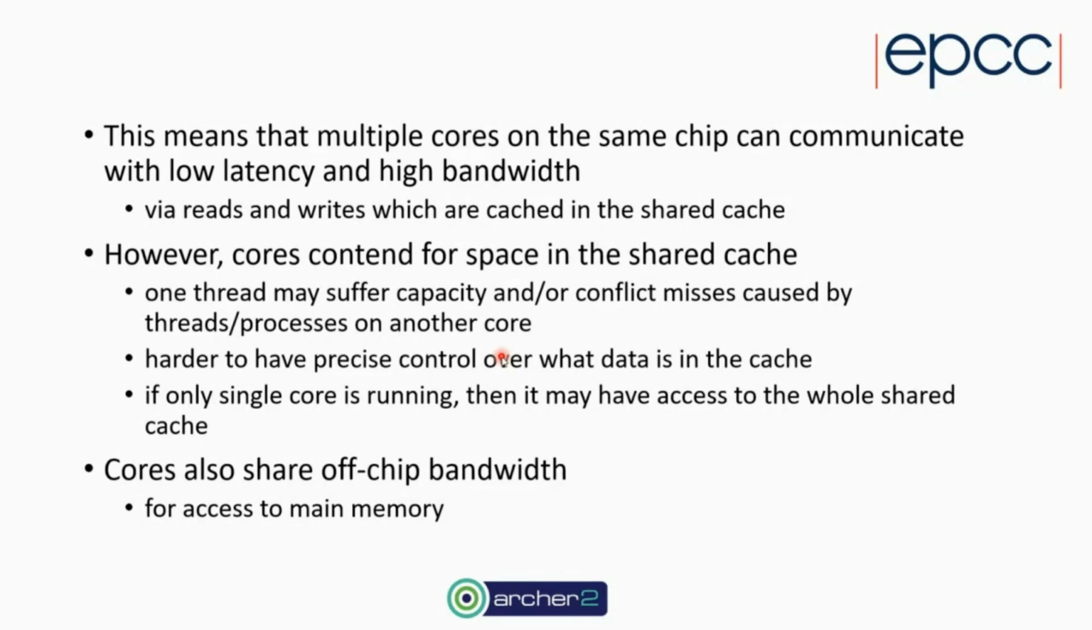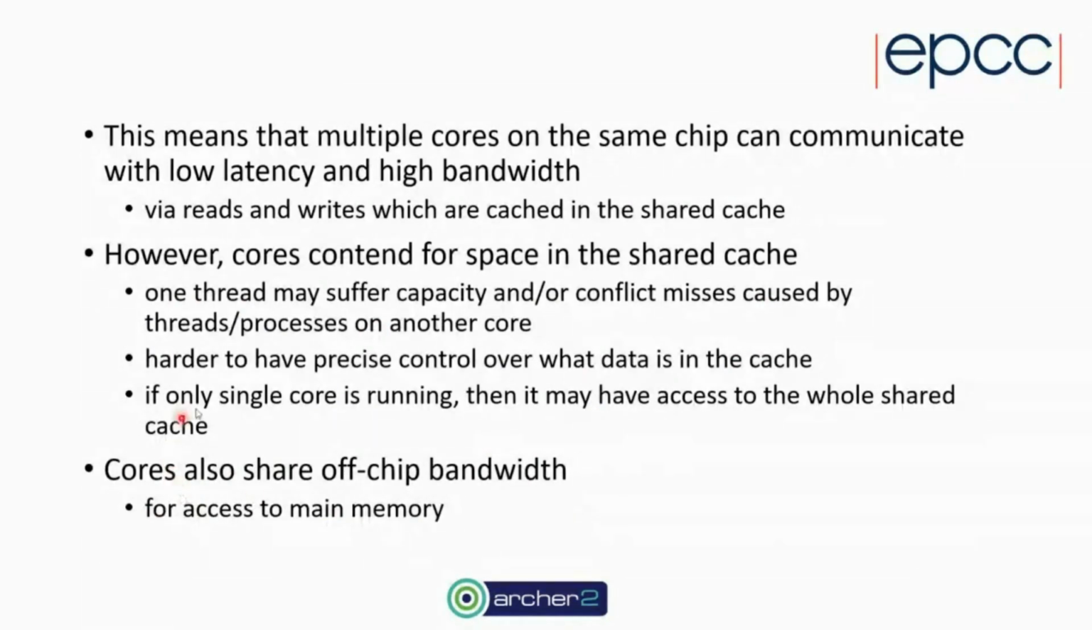But of course, there's also a downside to this shared resource of cache, in that cores are now contending with each other for space in the shared cache. So if your application is using the data and memory in a certain pattern, you may suffer performance reductions through this cache sharing because of the way the modern hardware works. And you're also sharing this off-chip memory bandwidth as well. So there's also competition between the cores for access to main memory.